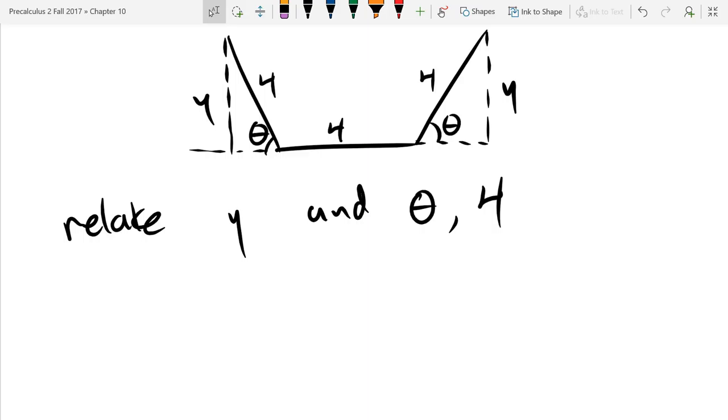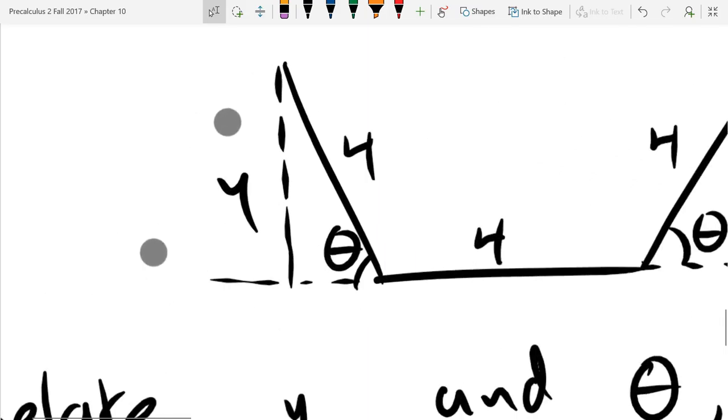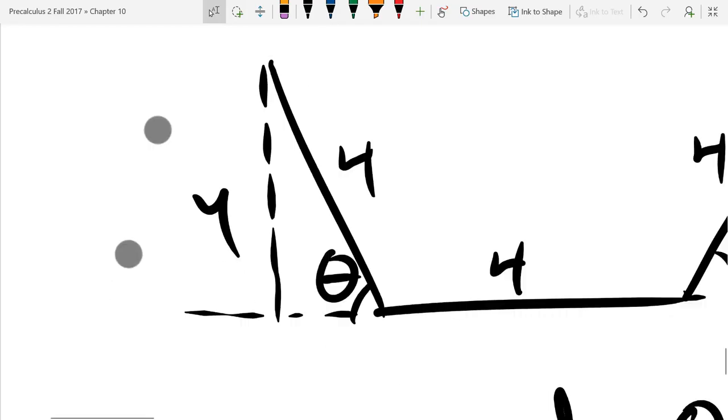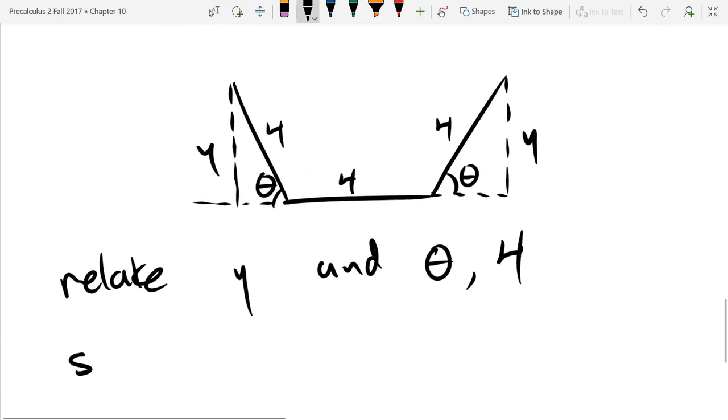So is it cosine? It's got to be cosine or sine, because we're using hypotenuse. So tangent's off the list. Tangent doesn't use hypotenuse. So do we have the adjacent or the opposite side? We got the opposite side, so that comes down to sine. So we got sine theta equals opposite over hypotenuse.